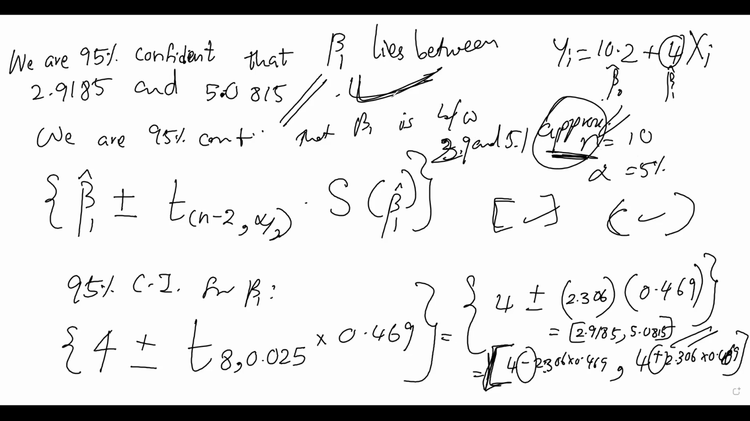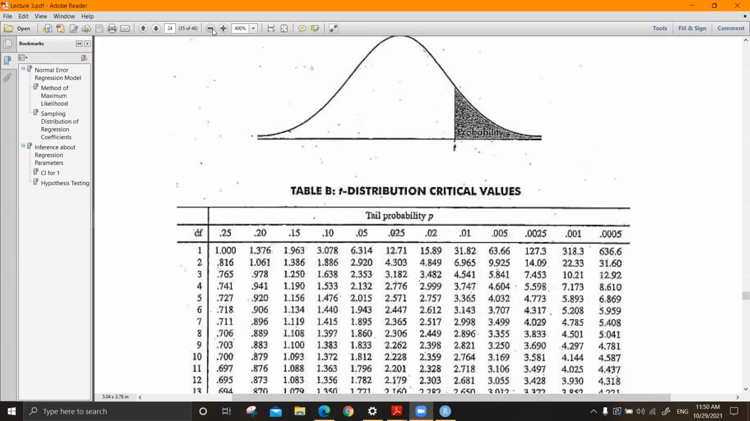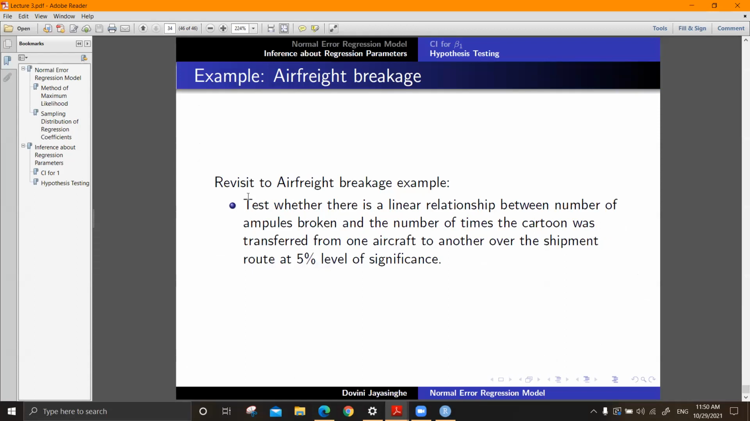So don't say the probability that beta 1 lies between these two values is 95%. That is wrong. Okay, don't use the word probability there. This is the statement. Okay, the next and the last question for today's lecture. This one. Revisit this example and test whether there is a linear relationship between these two with 5% level of significance. So that is a hypothesis test.